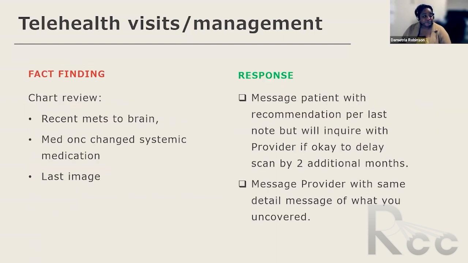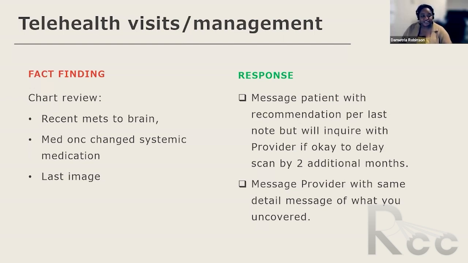So for your responses, always look at your prior note to see what was going on so you can find out, okay, what was the recommendation? The recommendation was to be seen in 3 months. You can also see some notes from the providers. Hey, they changed your systemic therapy, which probably explained why you didn't do any treatment. Your radiation oncologist didn't do any treatment because they're trying to see what the systemic medication could do. And then you also want to know the date of the last image.